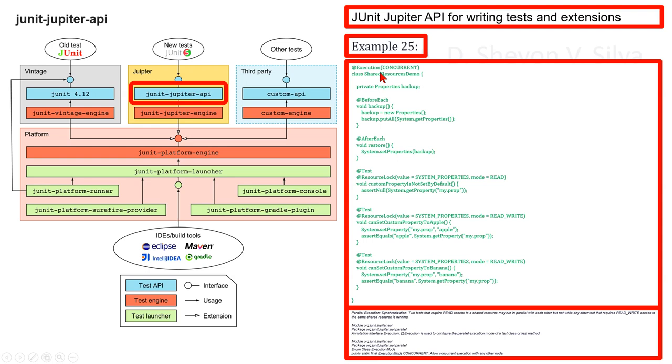Public static final ExecutionMode CONCURRENT, in the enum class ExecutionMode in package org.junit.jupiter.api.parallel, allows concurrent execution with any other node. In addition to controlling the execution mode using the Execution annotation, JUnit Jupiter provides another annotation-based declarative synchronization mechanism.